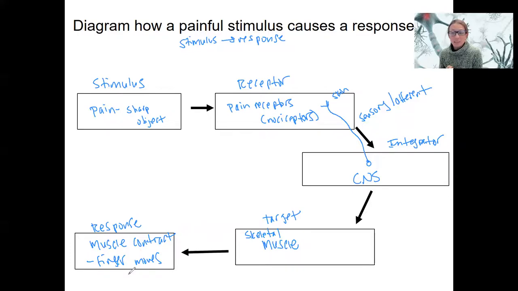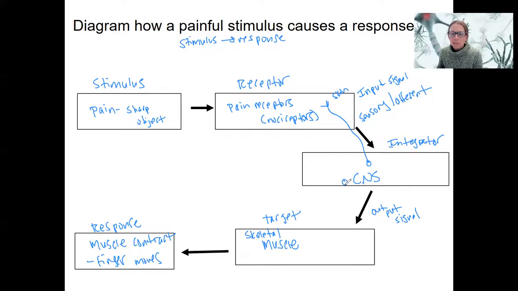All right, same idea would occur with a hot object. The only difference here would be that it would be thermoreceptors. Oh, one more thing I didn't draw here. This is called the input signal. You know that word. We have an output signal here too. We talked more about the output signal because for the endocrine system, that is often a hormone. So like parathyroid hormone, insulin, those are output signals that have an effect on the target.